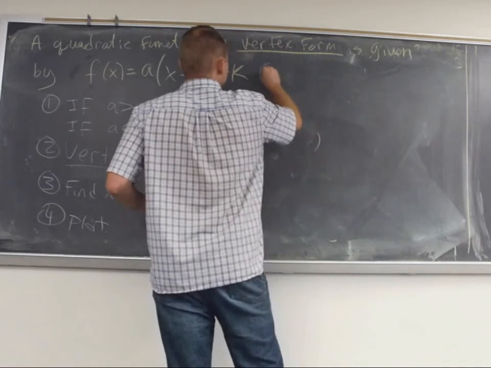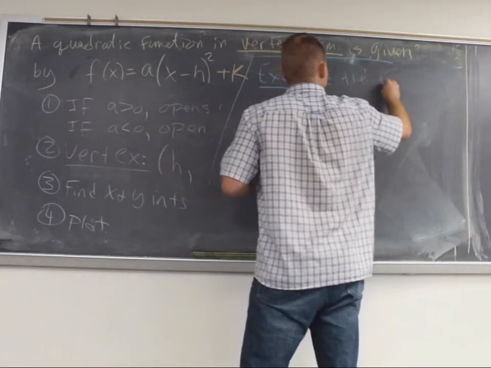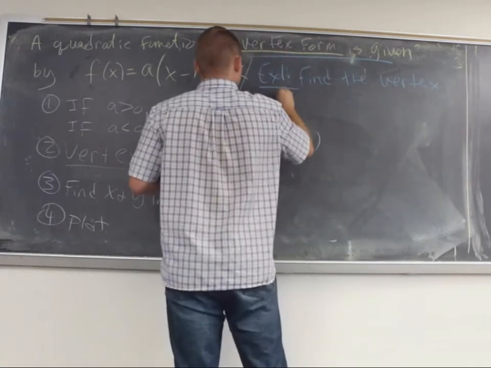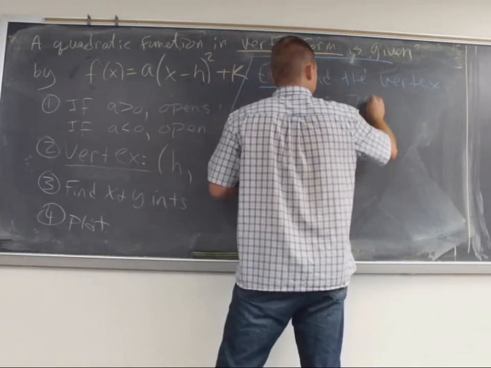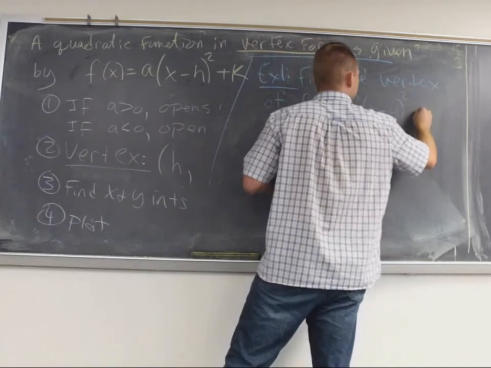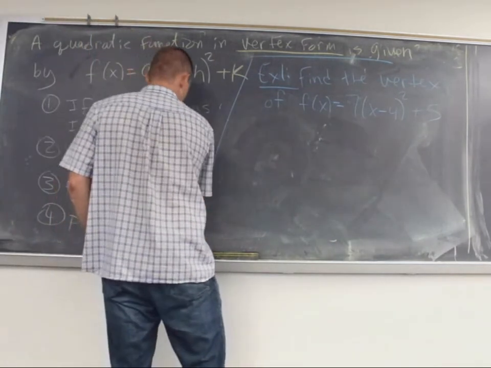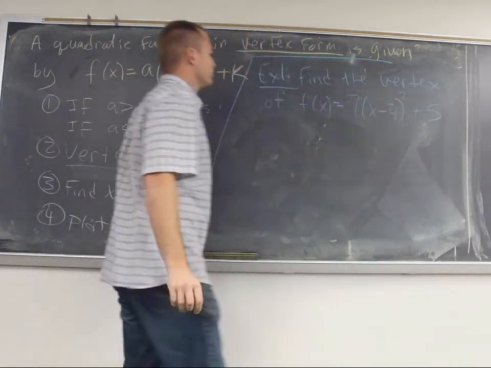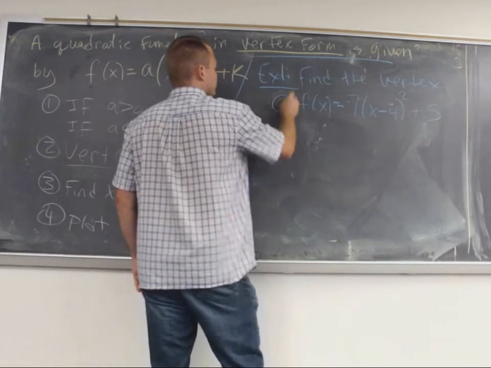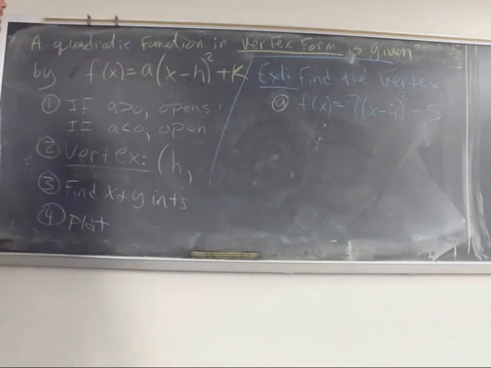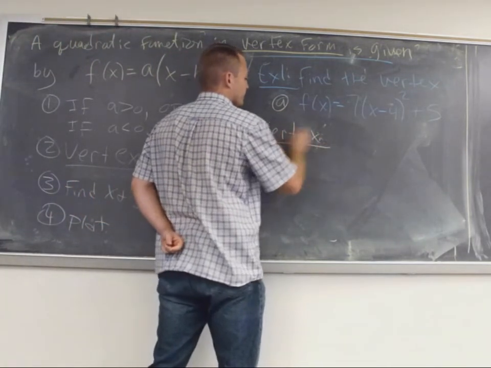Example 1. Find the vertex of, let's call it f of x equals 7 times (x minus 4) squared plus 5. Alright, and all I want to do is find the vertex of this. Let's call this part A, because I want to do a couple examples here. Alright, so let's start always by writing the formula, which is a straightforward, simple formula here. It's h comma k.